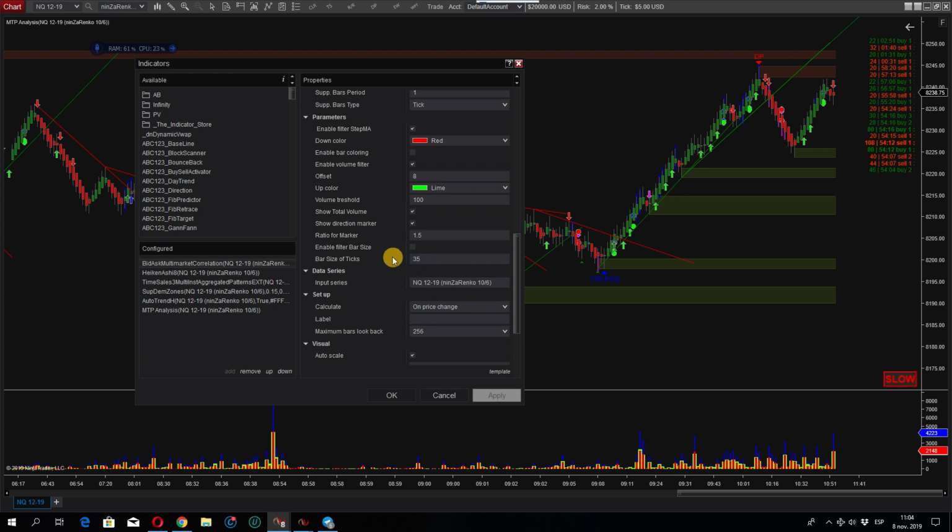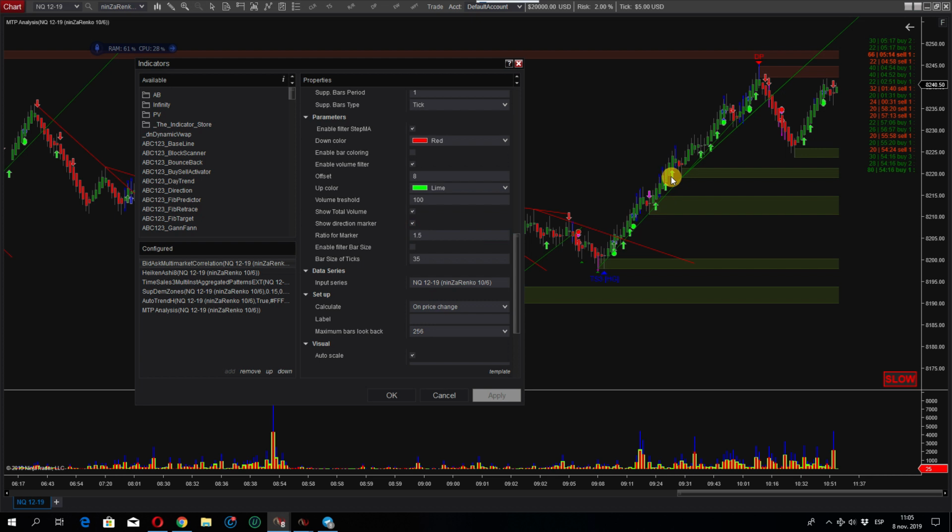Only bars that are X amount of ticks, but real time, real size, not false. So the ratio is 1.5, which is okay. So that's what we're looking for. So we have the volume filter enabled. Yes, it's over here, enabled. So we're looking at a threshold of 100 or above, so significant volume.